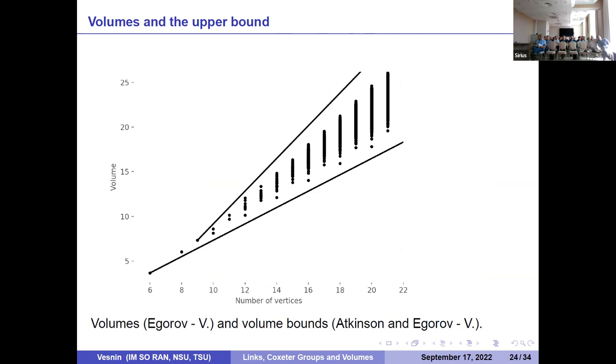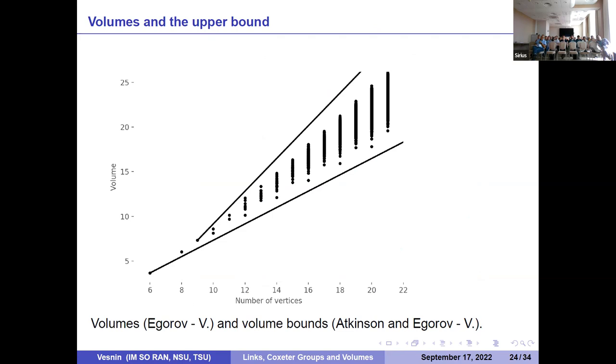So now it looks like the following. The points are just the values of volumes, the lower bound is the line from Atkinson, and the upper bound is the line from our joint work.